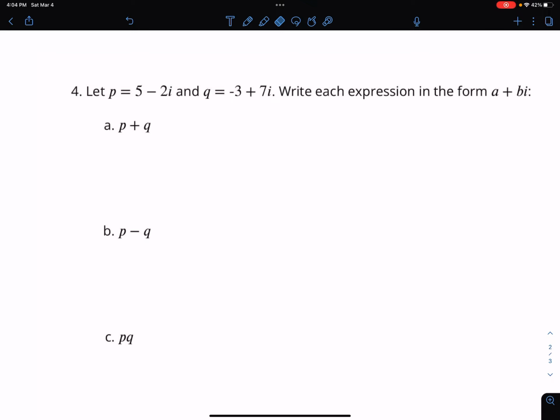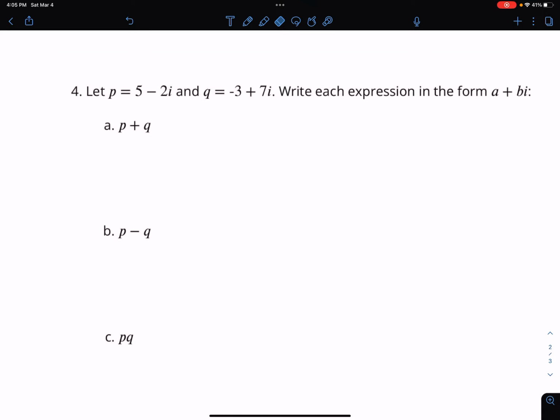So let's see here. First, they want us to add P and Q. It says let P equal 5 minus 2i, and Q equals negative 3 plus 7i, and write each expression in the form of a plus bi.